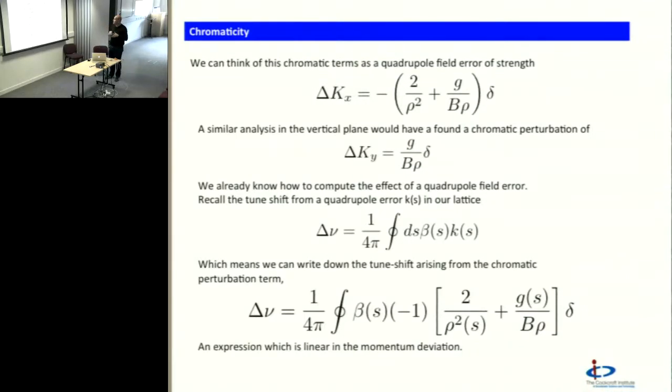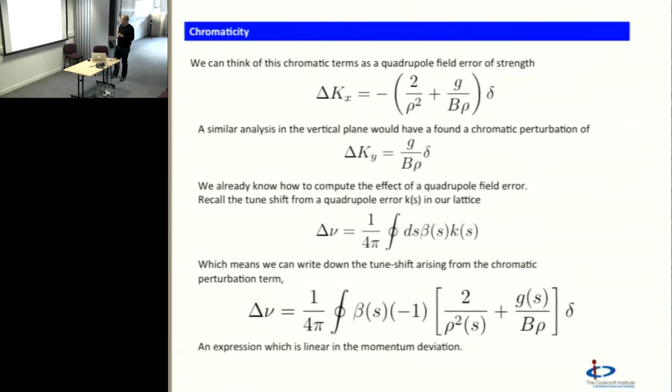If you do the same thing in the vertical plane, by the way, you'll find a chromatic term in Hill's equations looking like this, just like the homogeneous version of Hill's equations vertically, where we have no 1 over rho squared, obviously, because there's no bending in that plane, but we'll have g, with a different sign, because g's positive for a horizontally focusing quadrupole, and we'll see it turn like that vertically. So we see chromaticity in both planes. Unlike dispersion, we see it in the vertical plane.